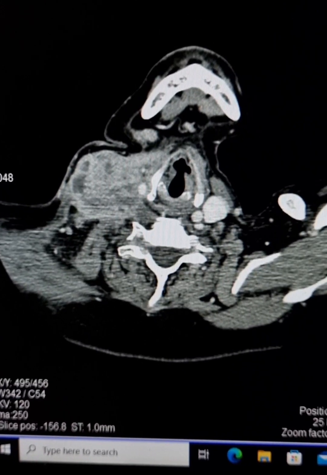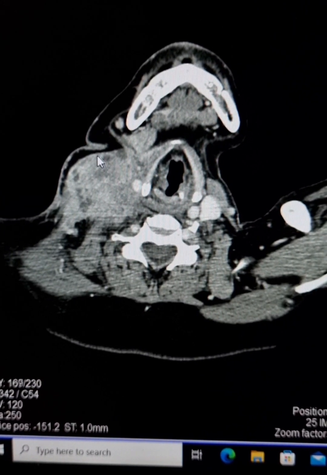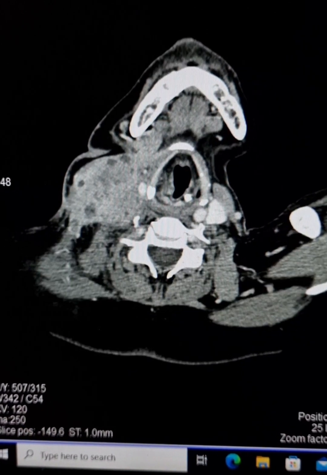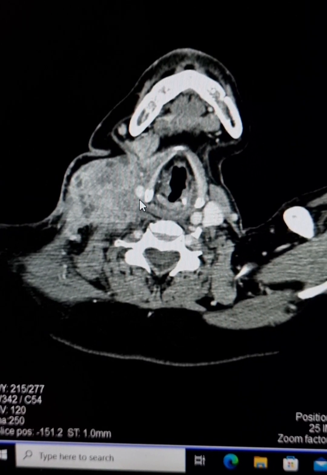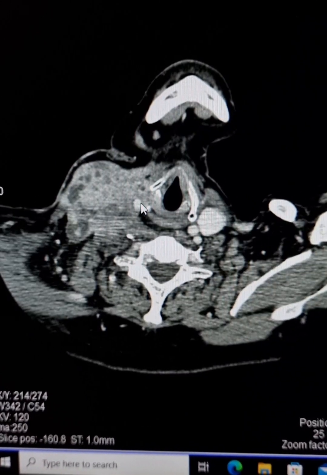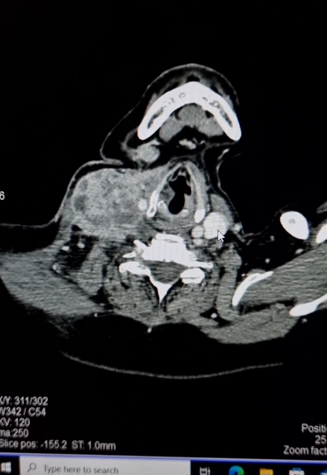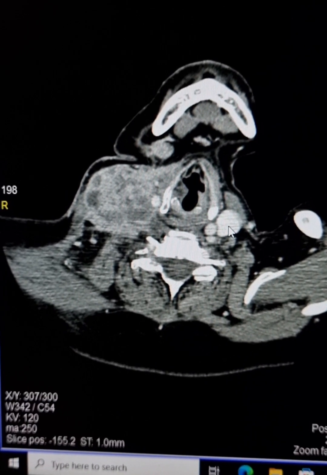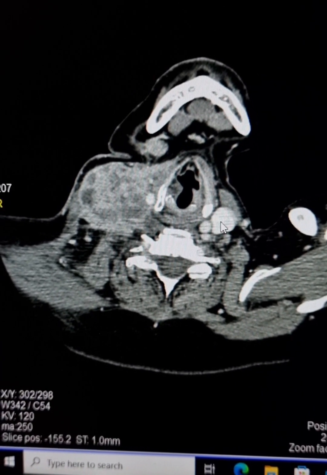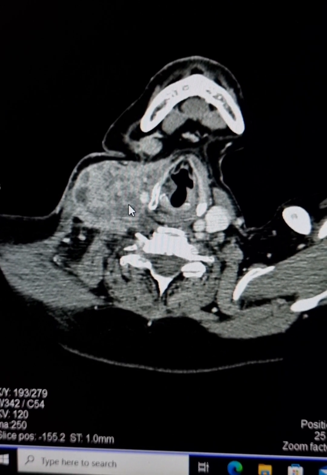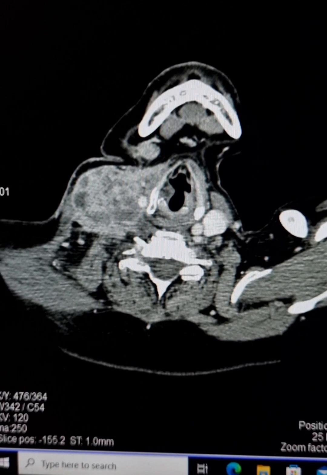Now, this is the basic mass lesion which involves right lobe of thyroid. Now, this is the right common carotid artery. It is completely surrounded by the mass here. You see. Now, this is the left common carotid artery. This is left internal jugular vein. Both of these are patent here. On this side, the internal jugular vein is completely occluded by the mass.